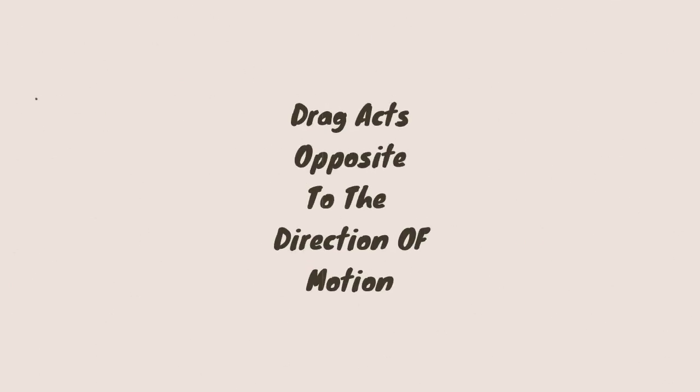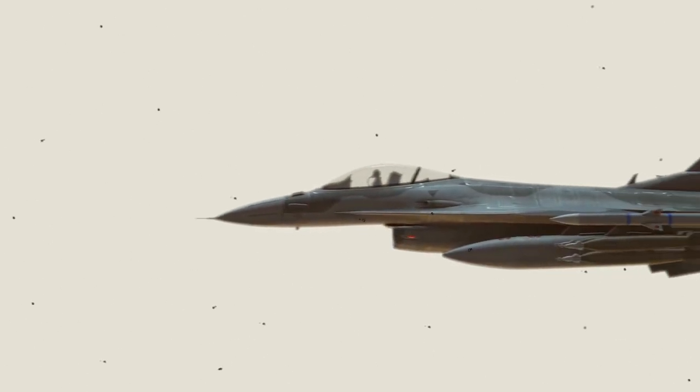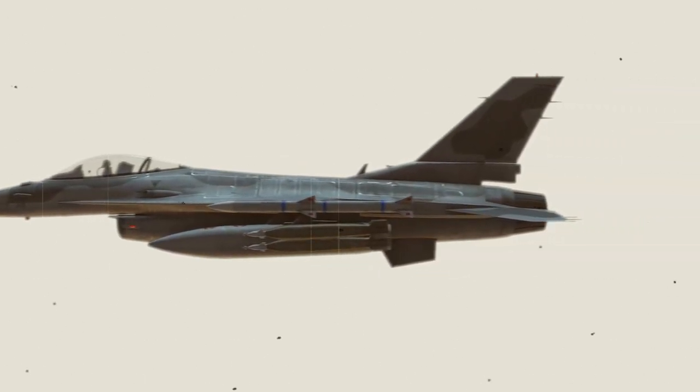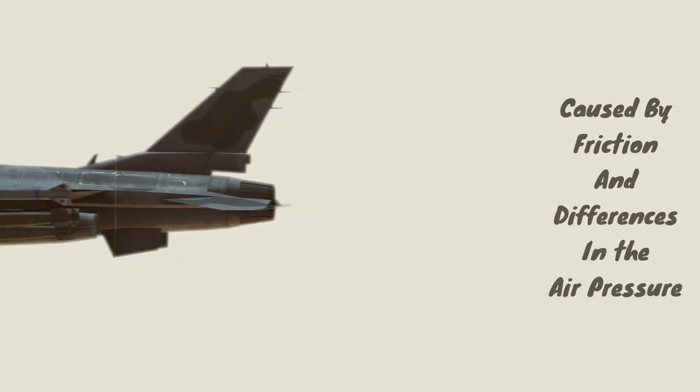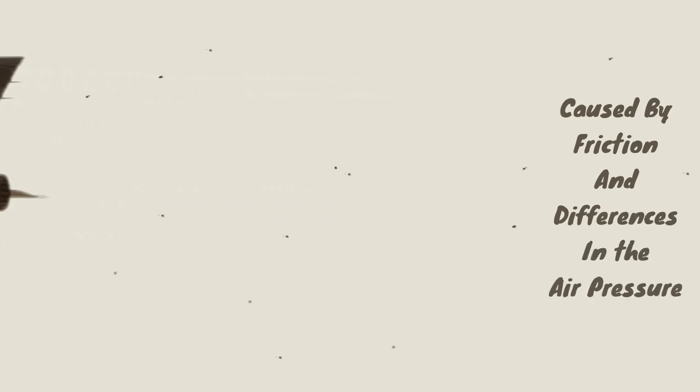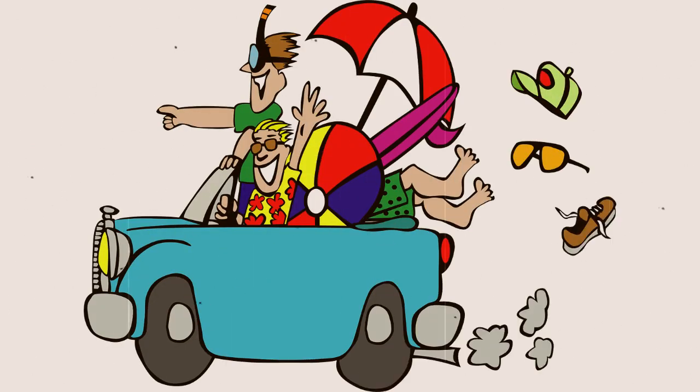Then comes drag. Drag is a force that acts opposite to the direction of motion, opposite to the thrust. It slows down the aircraft. And drag is caused by friction and differences in air pressure. One simple example is putting your hand out of a moving car window and feeling it pull back.